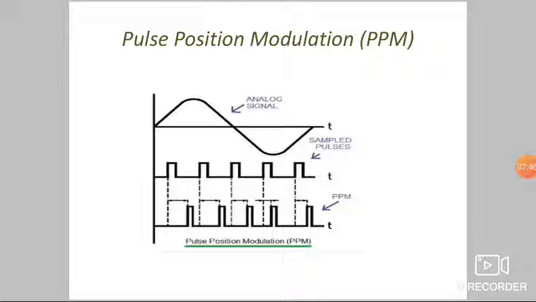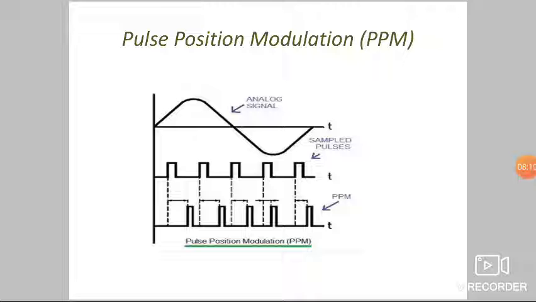So we can say that pulse position modulation is an analog modulation scheme where the amplitude and width of the pulse are kept constant, while the position of the pulse with respect to the position of a reference pulse is varied according to the instantaneous value of the message signal. Pulse position modulation can be obtained from pulse width modulation. This is done by getting rid of the leading edge and body of pulse width modulation pulses.